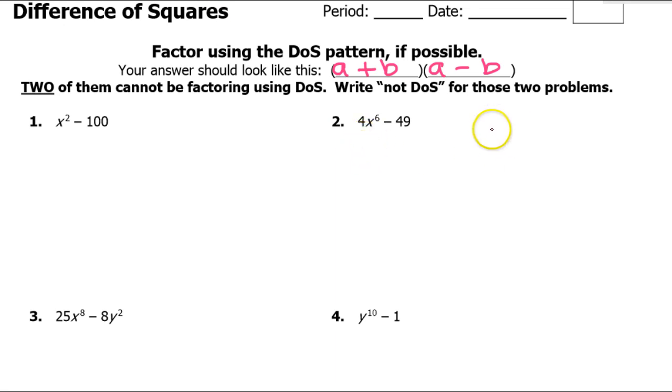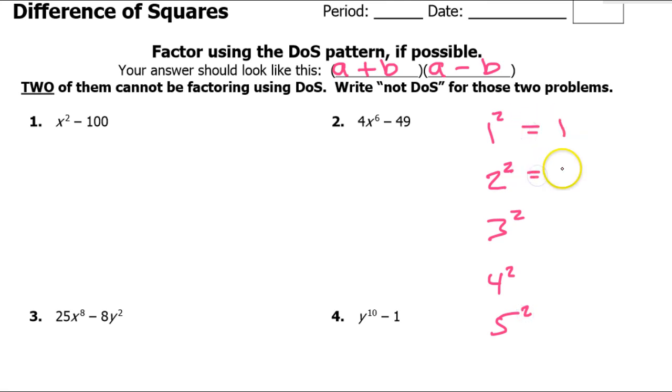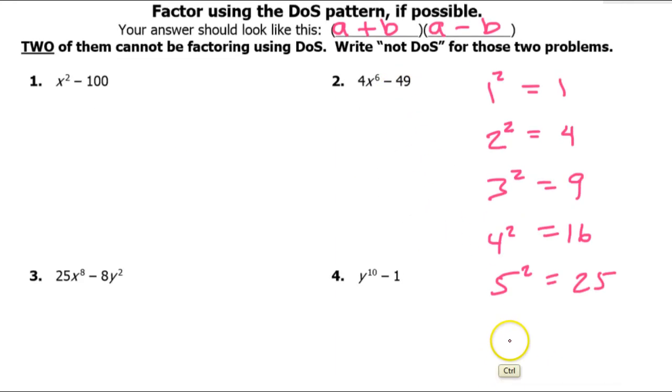Well, if you square a number, for example, 1, 2, 3, 4, 5. Imagine if I squared each of these. Can you see that this would be 1, and this would be 4, and this would be 9, and this would be 16, and this would be 25. So these are all squares. They're perfect squares. So that's why you're going to see these types of numbers showing up, like 49, that's 7 squared.